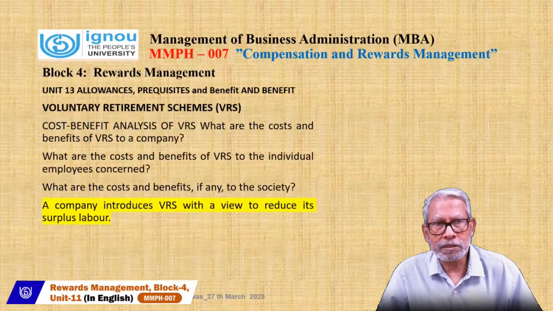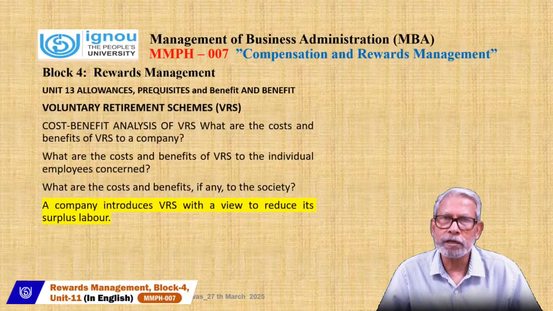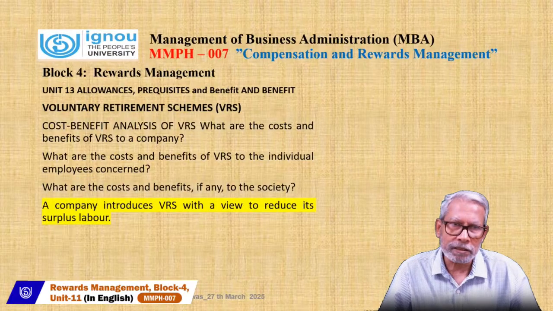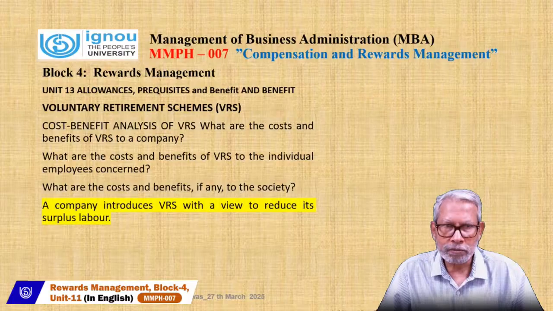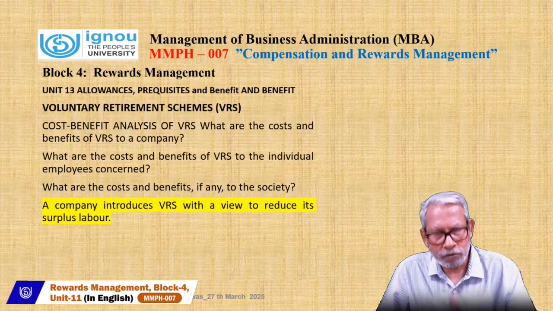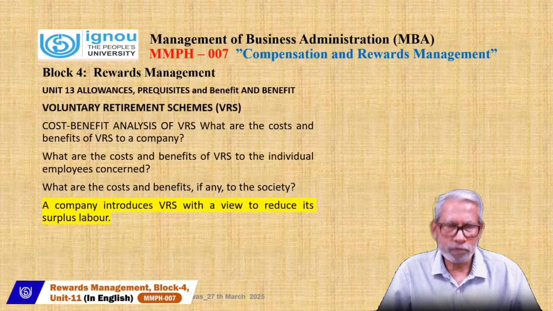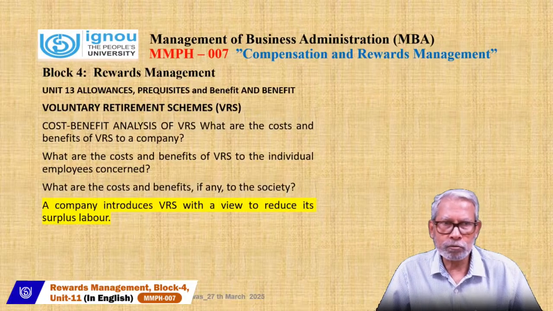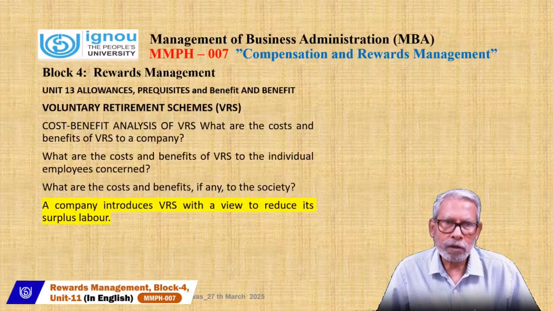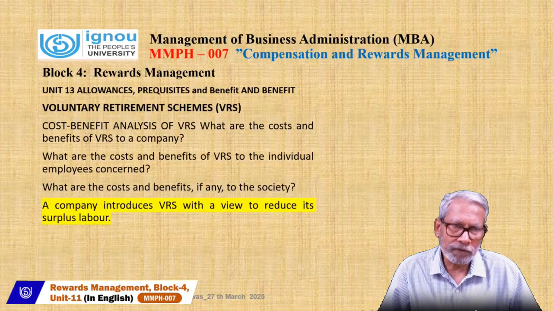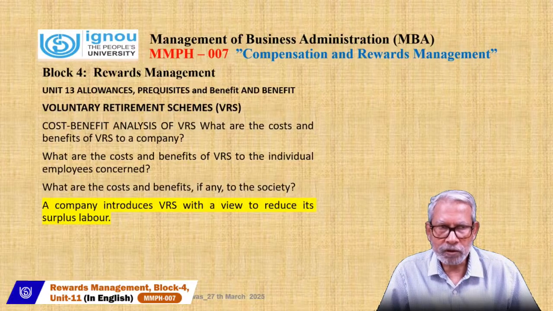Now, for the voluntary retirement scheme, a cost benefit analysis is also required, because it should not be like this: suppose you are launching a scheme, but you are not able to pay that much money, or otherwise it will hurt your future business. So some cost benefit analysis of the VRS is required. What are the costs and the benefits of the VRS to the company?